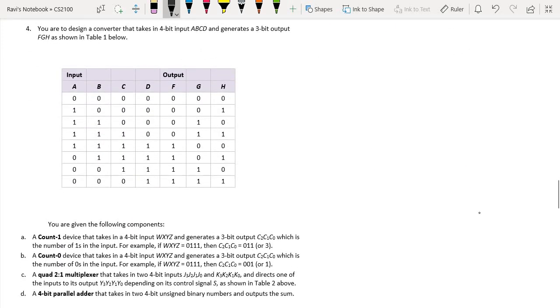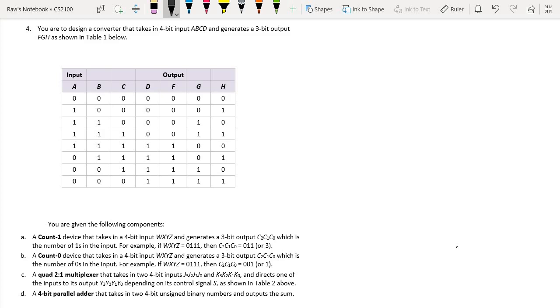Okay, so question 4 is a bit tricky, and it is something that is not very obvious in terms of how you can approach it and how you can solve it. Basically, you have a 4-bit input ABCD, and you have a 3-bit output. Generally, what you are asked to do in such a situation is to find a relationship between the input and the output. Of course, at first glance, you will not be able to see any particular relationship, because nothing is so clear.